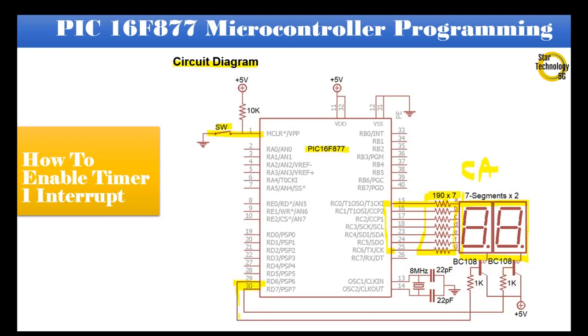And pin RD6 and RD7 are connected with common pins of 7 segments display through BC108 transistors. The value of the resistor is 1 kilo ohm. Pin numbers 13 and 14 are the interface with an 8 MHz crystal and 22 pF capacitors are connected with the crystal. Pin number 11 and 32 are connected with positive 5 volts. Pin number 12 and 31 are connected with ground. Let's draw this circuit in Proteus.